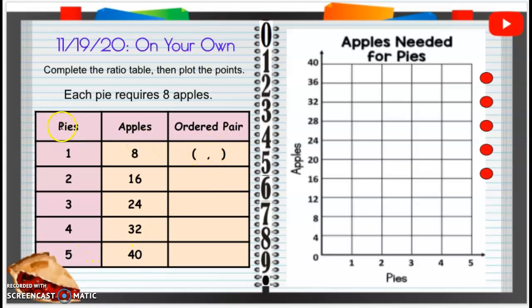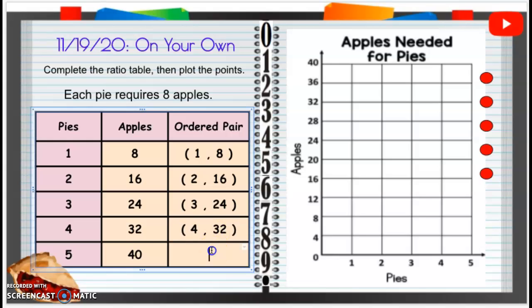All right, our ordered pair, we're going to have pies and then apples. So the first part in our ordered pair, pies, we have 1 pie here, 8 apples. All right, our second ordered pair, we're going to have 2 and 16. 2 pies, 16 apples. Next, we have 3 pies, 24 apples. Then we have 4 pies, 32 apples. Then we have 5 pies, 40 apples.